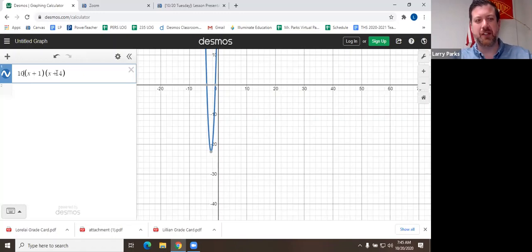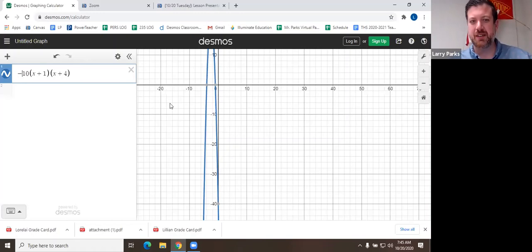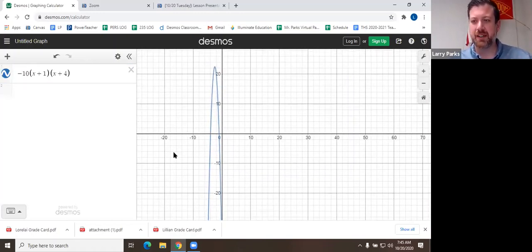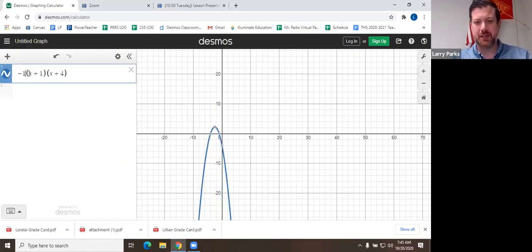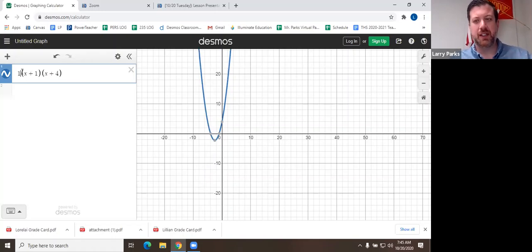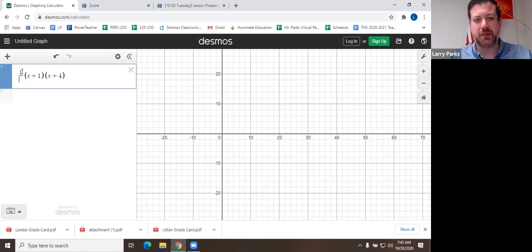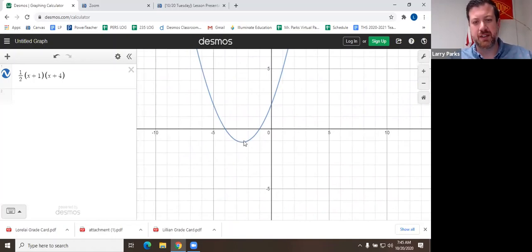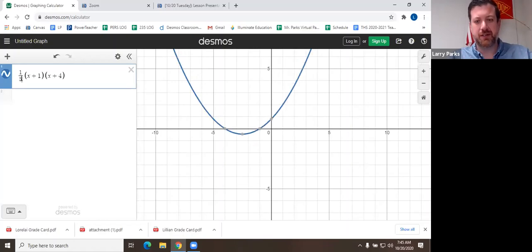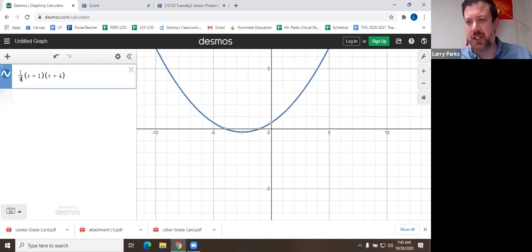And then remember, if I want to flip it over, then I just put a negative out front, flipped over. We call that a reflection over the x-axis. And then if I want to make this wider, then I need to, and we did this in transformations, you do a fraction between 0 and 1. So you can do 1/2. That makes it fatter. Notice the vertex changed. I could do 1/3, 1/4, 1/5, 1/6, 1/7, 1/8. Notice it's getting wider and wider. Some people use the word compressed.